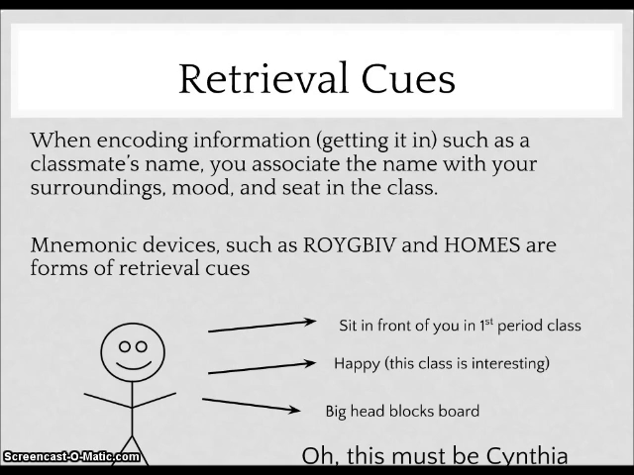Retrieval cues are very helpful in retrieving memories. Your brain, when taking information in, will create associations to help the memory to be more accessible. When you're sitting in class, you associate a classmate's name with your surroundings, your mood, and even your seat in that class. Mnemonic devices are another form of retrieval cues, such as ROY G. BIV and HOMES.